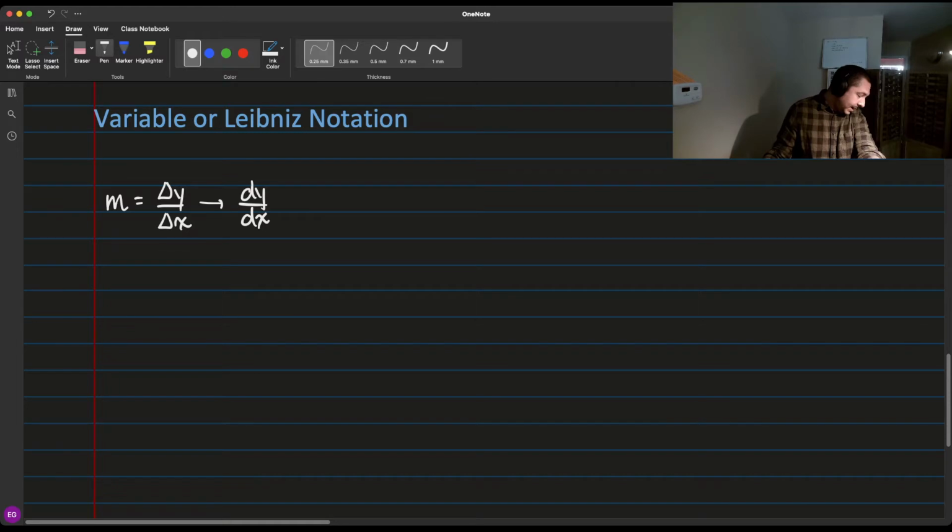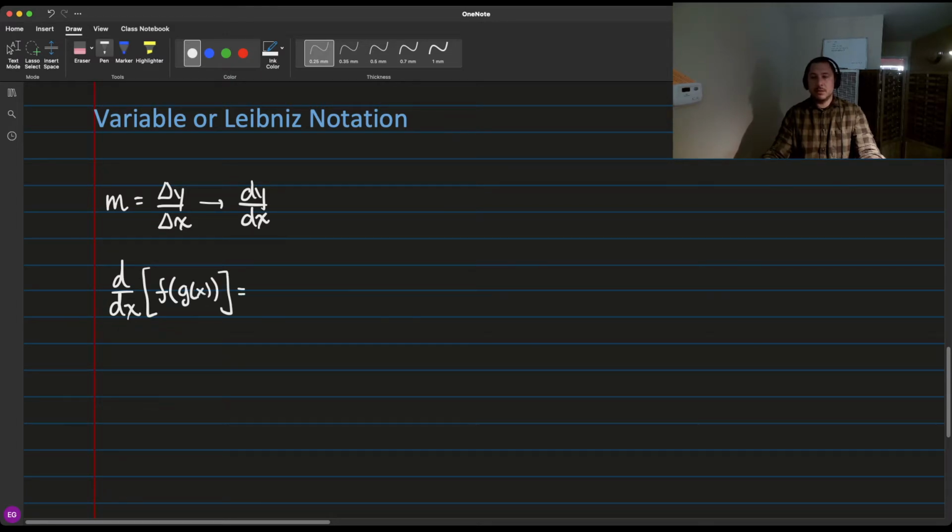Okay. So the Leibniz notation looks more like a fraction, basically. So I'm going to show you how we're going to go from the function notation to the Leibniz notation. Remember, for the function notation, we're taking the derivative of f of g of x. And that tells us that it's equal to f prime of g of x times g prime.